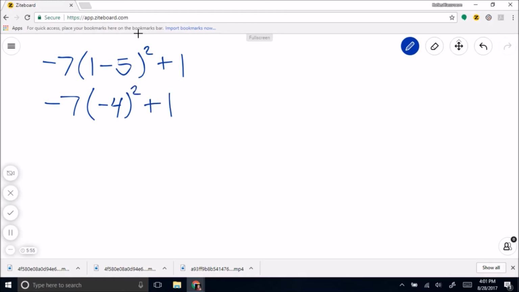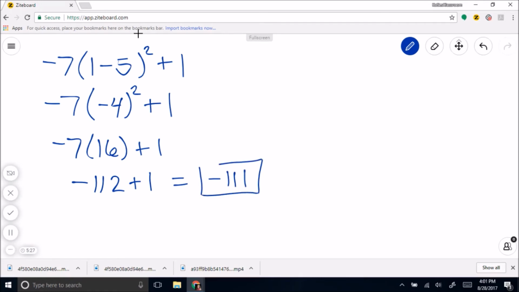Now I do my exponents. Negative 4 squared is negative 4 times negative 4, which is a positive 16 plus 1. And negative 7 times 16 is negative 112 plus 1. So if I have negative 112 plus 1, I have 1 less negative, meaning my final answer is negative 111. There we go.